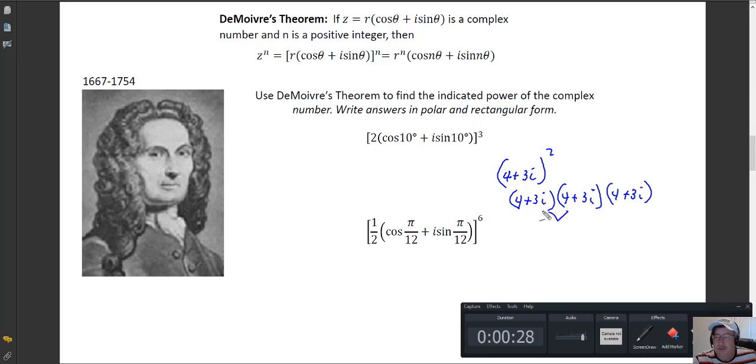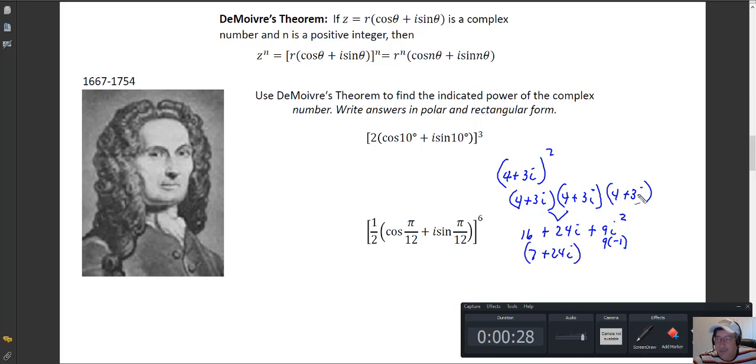And when you FOIL these, remember, you're going to get 16. In this case, plus 12i would be plus 24i, and then 3i and 3i would be plus 9i squared. And then i squared is the number -1. So if you remember doing these in pre-calculus algebra and college algebra, this is just 2 of them now, 16, and that'd be a -9. So you would get 7 plus 24i.